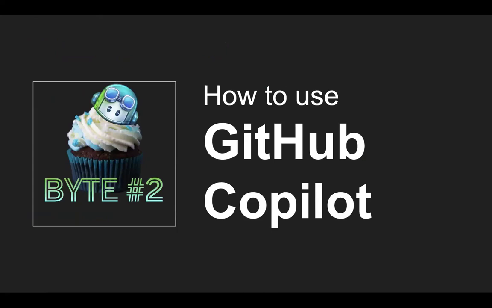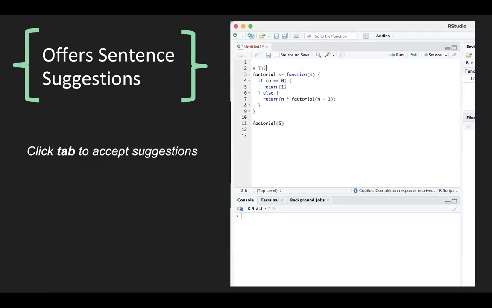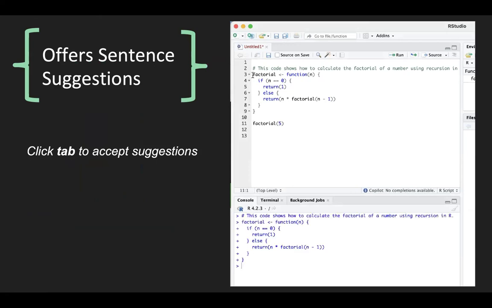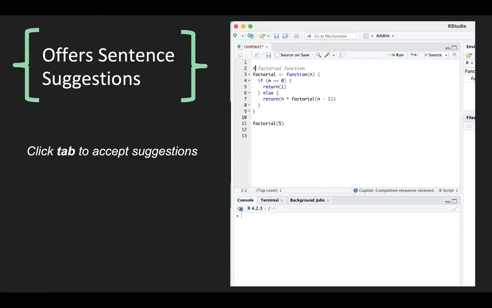Byte number 2. Now that we know what it is, how do we use GitHub Copilot? One amazing use of Copilot is that it offers suggestions on what to write for the comments used to describe your R code. Also, if you want to speed up your report writing, Copilot will offer sentence suggestions within the paragraphs of your R Markdown document. The way this works is that if you are writing a sentence and you pause your cursor for a moment, a line of gray text will appear offering a suggestion of how to complete your sentence or code comment. To accept the suggestion, simply press the Tab button.